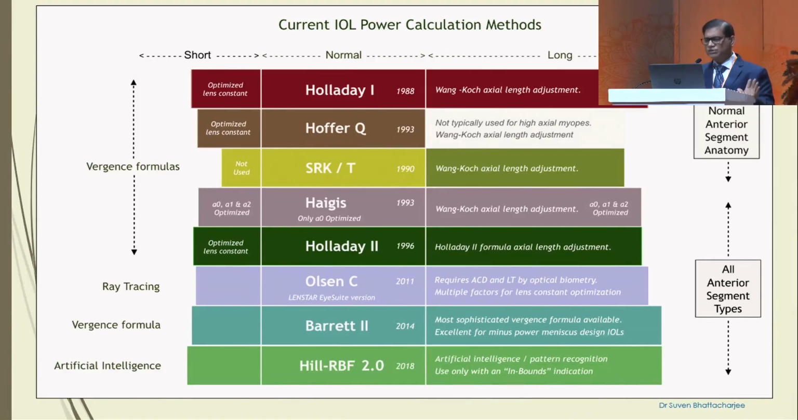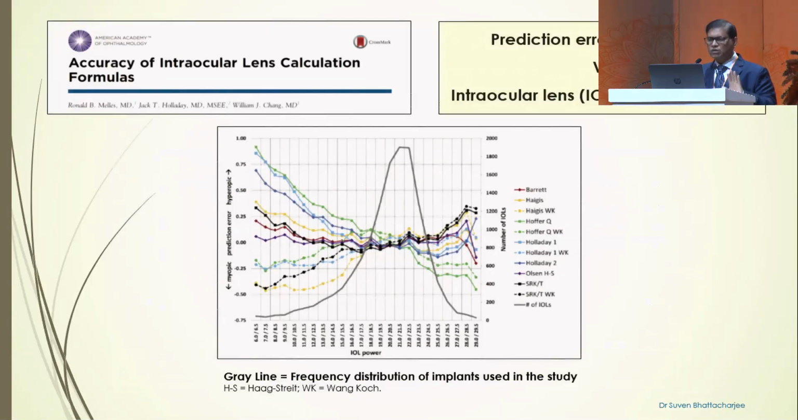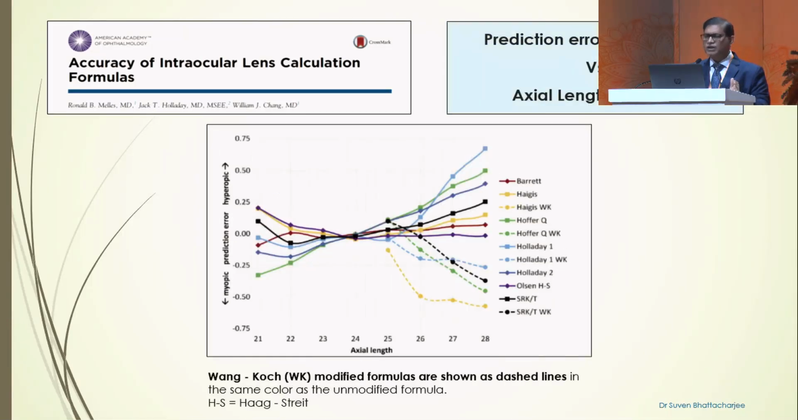This again is something which we've been through many times in the morning. So, this accuracy of intraocular lens calculation formula, by and large, Barrett Universal 2 has served the purpose for a long period of time. Now, if you look at the prediction error in diopters versus intraocular lens power, again you will see that the Barrett formula does best, and then it's followed by Huygens and the other formulae.